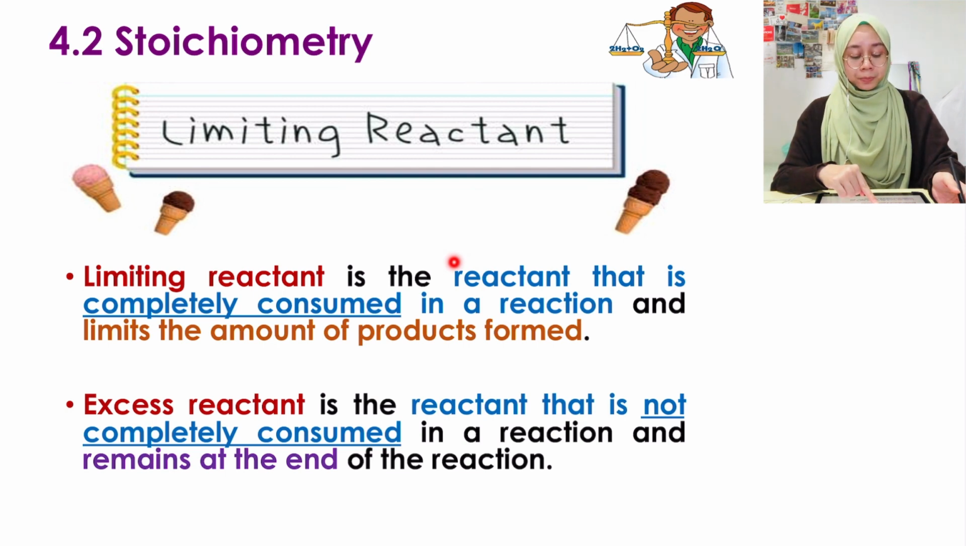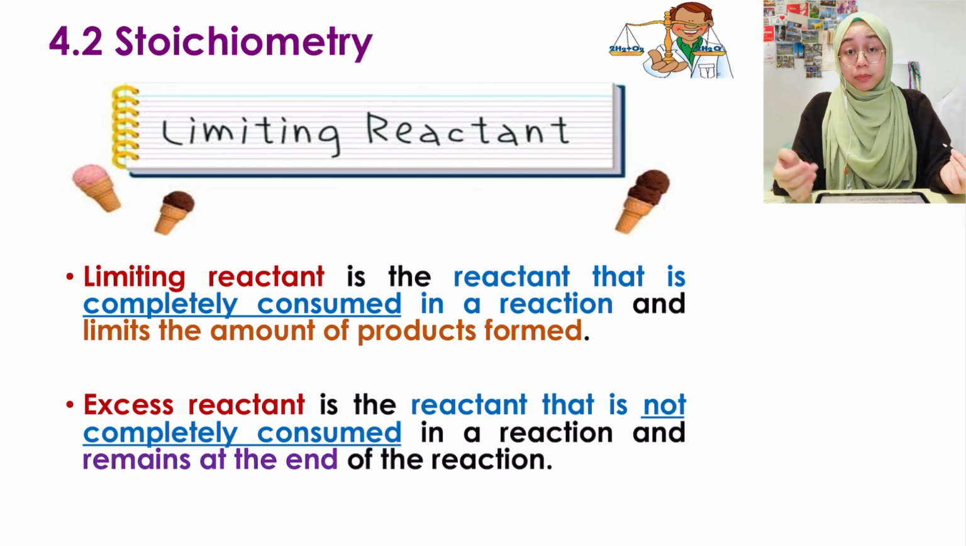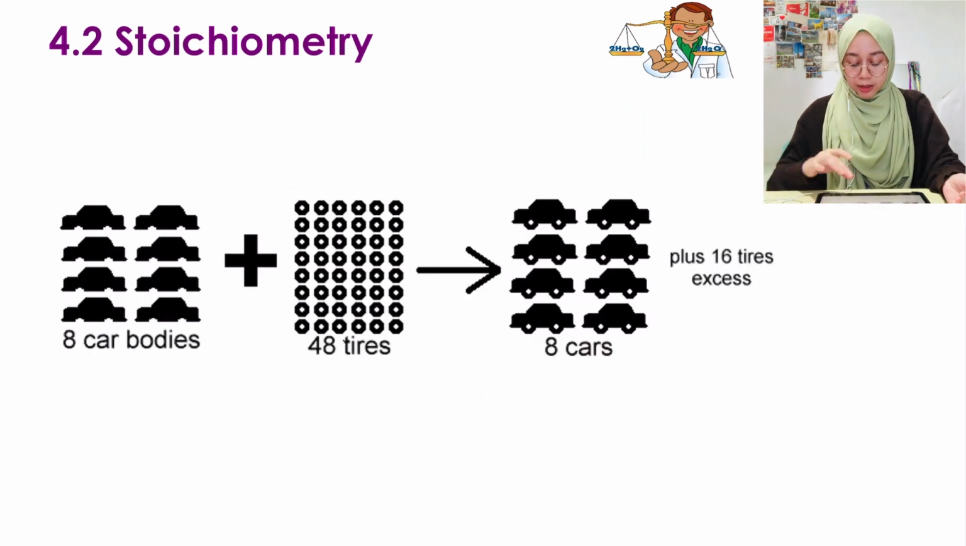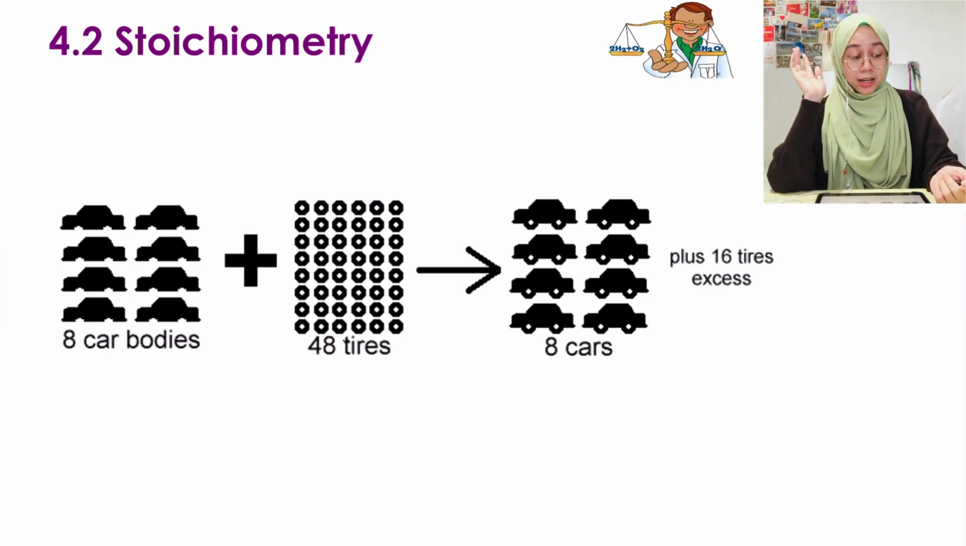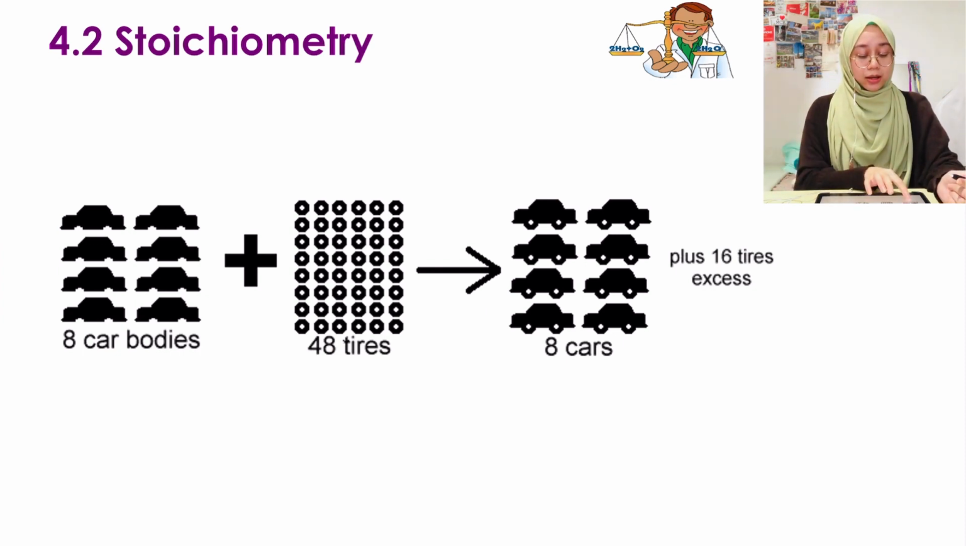Okay, in a reaction. So very important for you to remember the definition of the limiting reactant because benda ni akan membantu kamu. Kalau kamu faham konsep limiting reactant ni, it will really help you out during the calculation part. Okay, so basically let's have a look at the production of car dekat sini. So in order to produce a car, what we need is of course the car body, and one car body akan memerlukan at least 4 tires. Kita abaikan the spare tire. Okay, so how many cars can be produced based on the given materials to you?